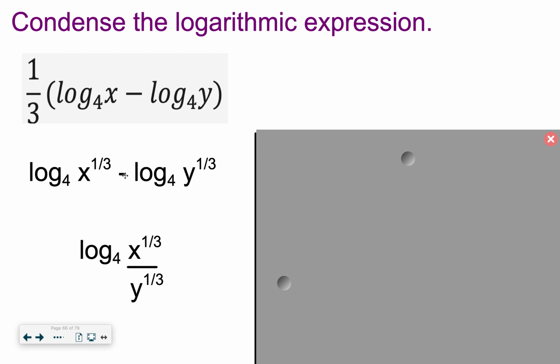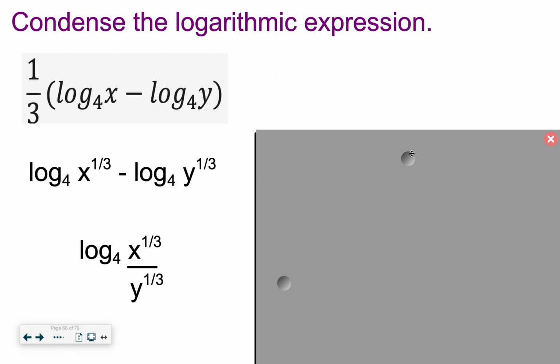Then notice you have subtraction, right? And subtraction is the quotient property. So hopefully you wrote these down. If you didn't, maybe pause the video and go back and write down the 3 properties. But subtraction means quotient. So I'm going to divide the x and the y. And when you condense these, every time you condense, you get rid of a log. So notice I went from 2 logs to 1 log, and I took x to the 1/3 divided by y to the 1/3. And that is condensed once you get down to 1 log.